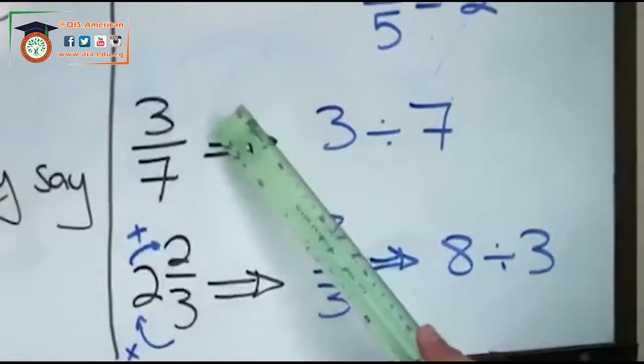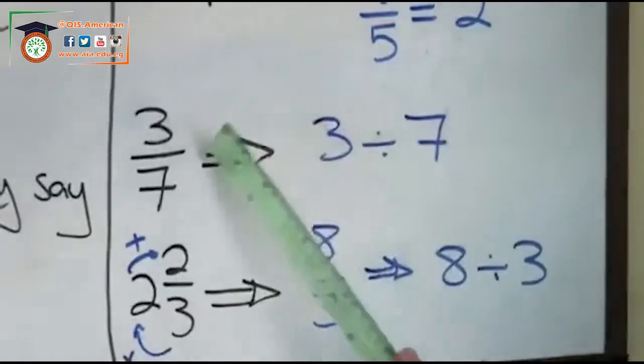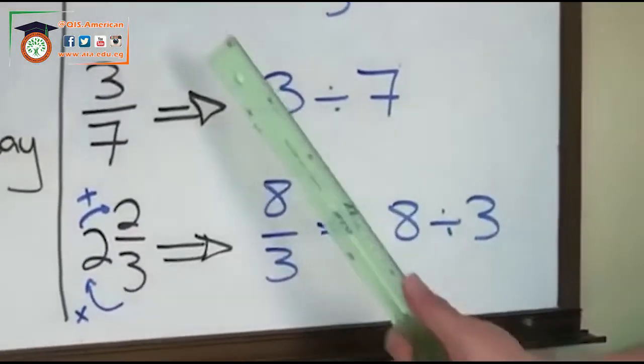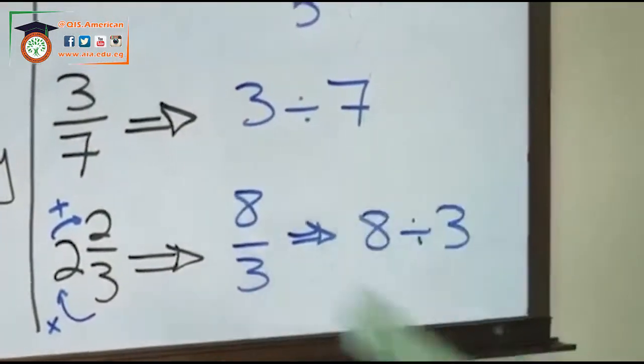Here I have 3 over 7. This is doing it the other way around. If I have a fraction, I can turn it into a conventional division problem. So if I have 3 over 7, I can turn it into 3 divided by 7.